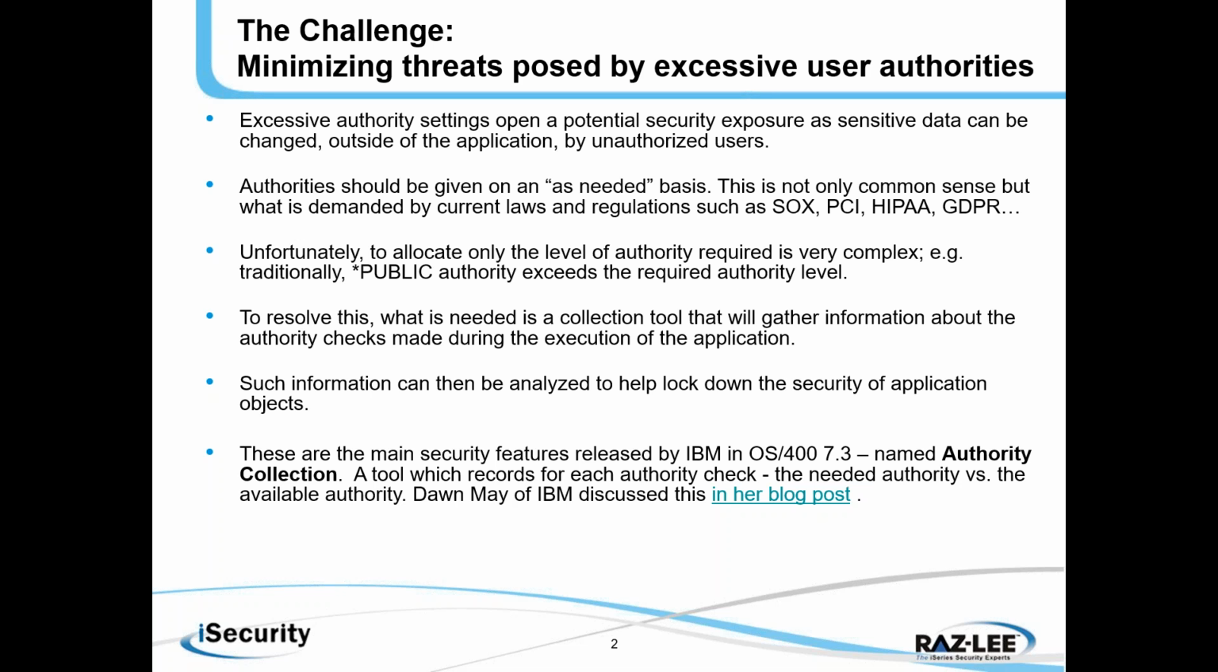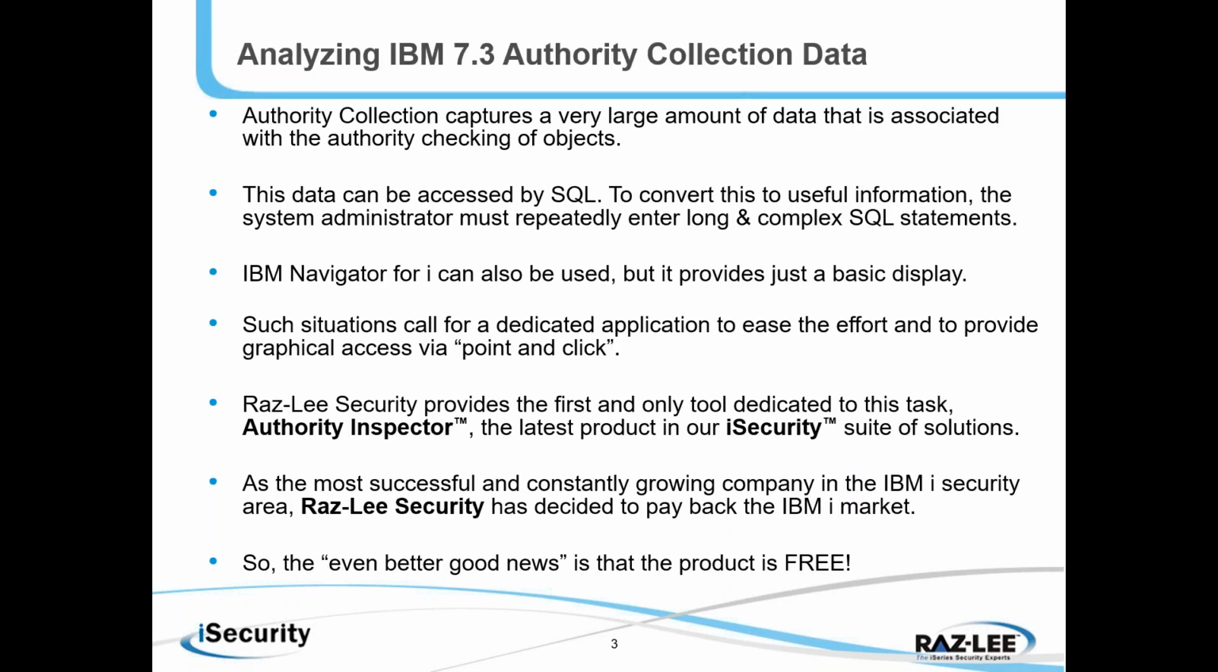IBM did indeed develop such an application called Authority Collection, which records for all relevant activities the required authority as opposed to the user levels defined. Dawn May discussed Authority Collection very extensively in her blog post last year. So again, Authority Collection collects a very large amount of data, which IBM suggests accessing and analyzing via SQL, which is not an easy task. IBM Navigator can be used as well, but the display and product capabilities are limited.